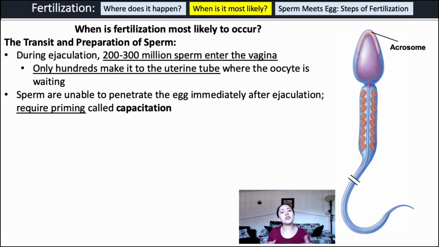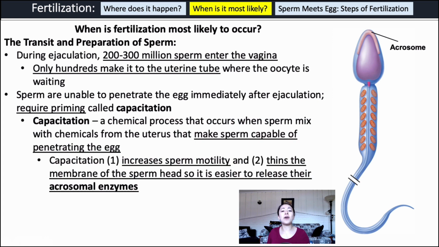In other words, they require some sort of priming, and we call this capacitation. Capacitation is defined as a chemical process that occurs when the sperm mixes with chemicals from the uterus, and it makes the sperm capable of penetrating the egg. Capacitation does two different things to the sperm. One, it increases the sperm's motility so that it can swim faster. Second, it thins the membrane at the sperm head here, so it's easier for the sperm to release their acrosomal enzymes.